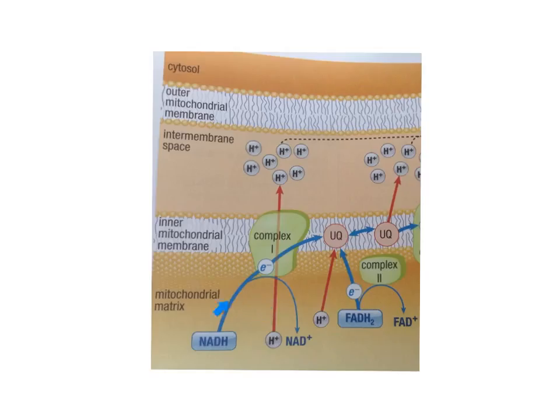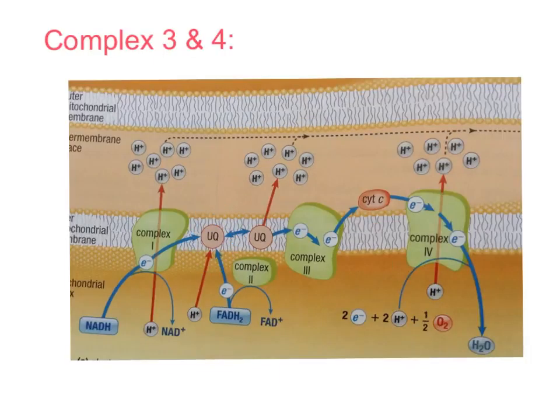NADH binds to the first complex, which is NADH dehydrogenase, and FADH2 binds to the second complex, which is succinate dehydrogenase. The hydrogen ions are then pumped into the intermembrane space. UQ carries electrons from complex 1 to complex 3. Cyt C carries electrons from complex 3 to complex 4. Electrons from FADH2 go through fewer electron carriers and make less ATP than NADH. Each NADH molecule creates 3 ATPs, while FADH2 molecules only make 2 ATPs.